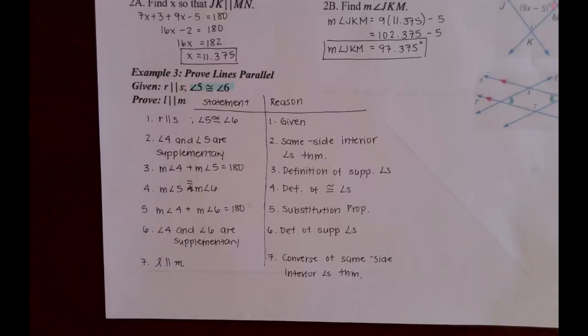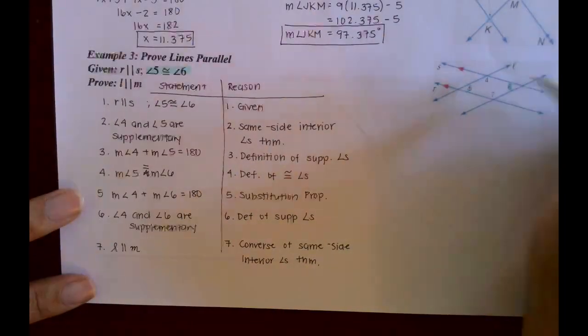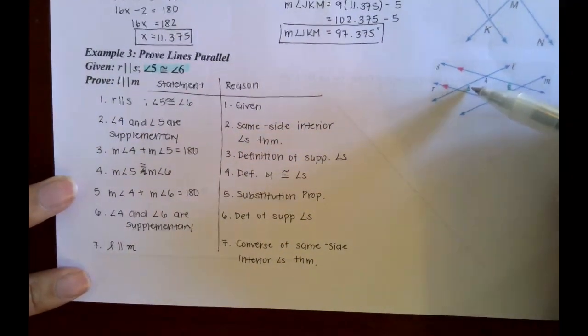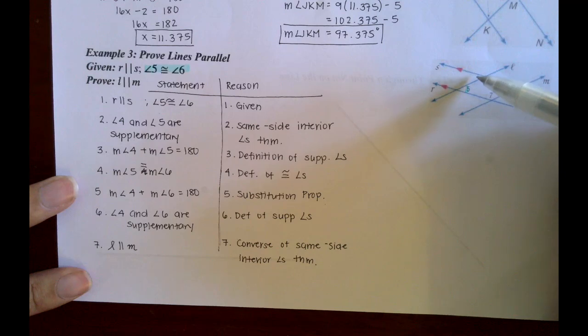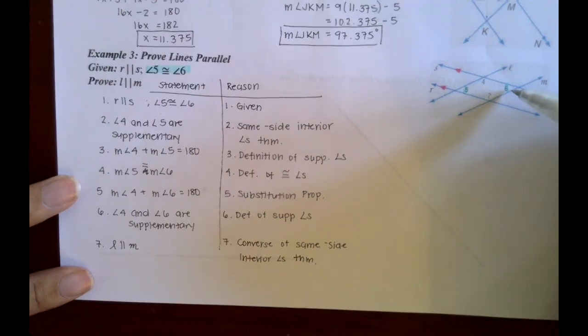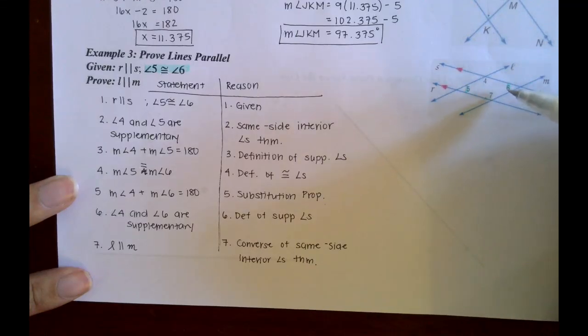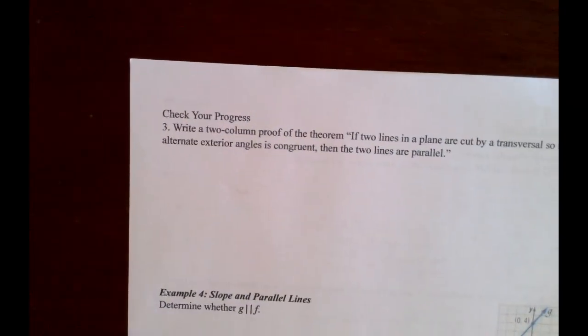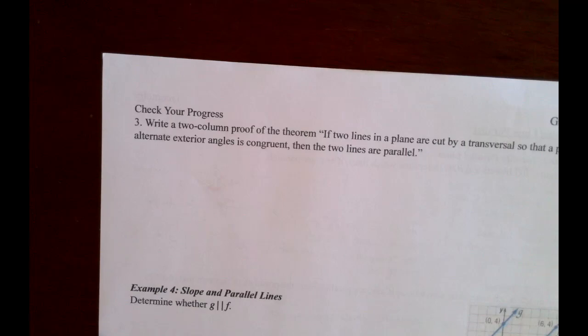If all of these angles were numbered, I could even say that angle 5 and this angle would have been congruent because they are alternate interior. And if this and this, that would make this and this congruent because of the transitive property, and then I can use the converse of corresponding. But since they only give us this information, we have to use what we are working with. So why don't you try CYP3, and then once you're done, come check your answer.